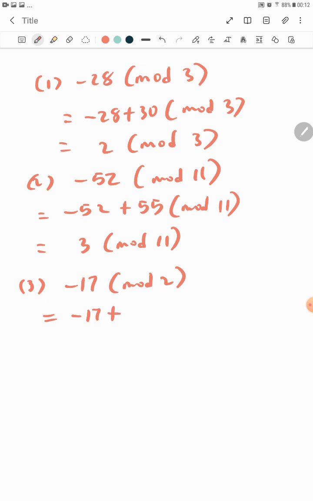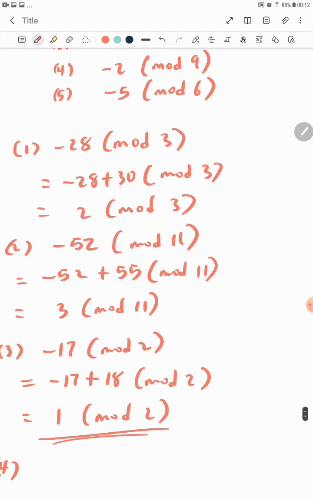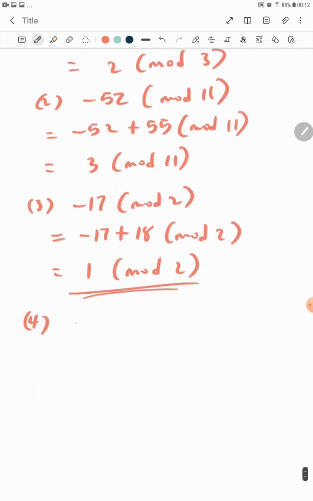the multiple of 2 that is immediately after 17, which is actually 18. And then I'm working in mod 2. So this will give me 1 mod 2. So this will be my final answer. So number 4, I have minus 2 mod 9.